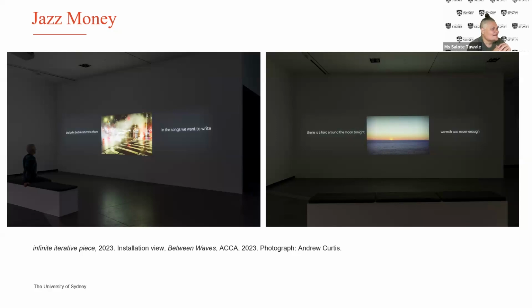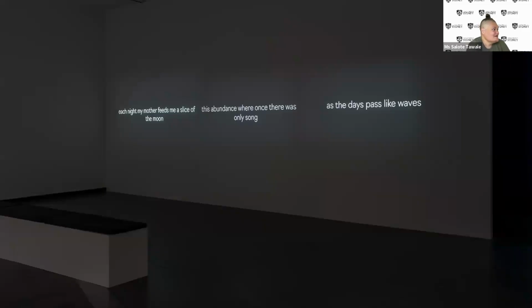So here we've got, "There is a halo around the moon tonight." And I mean, how amazing it is that we have this looking out onto the ocean at a sunset. "Warmth was never enough." And then in our left one, we've got, "This is why the tide returns to the shore in the songs we want to write." So it's just this beautiful, infinite, poetic moment that exists as long as you sit in the space. "Each night, Mother feeds me a slice of the moon, this abundance where once there was only song, as the days pass like waves." Yeah, so it's just kind of amazing.